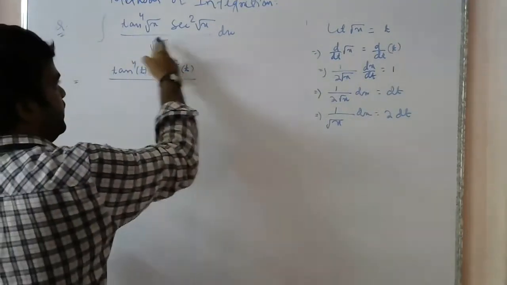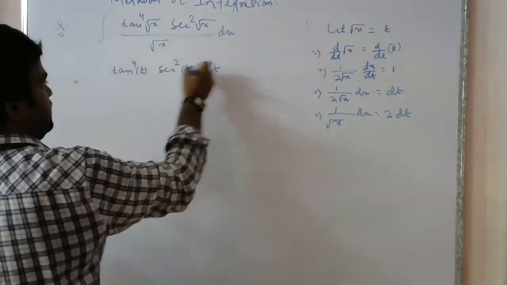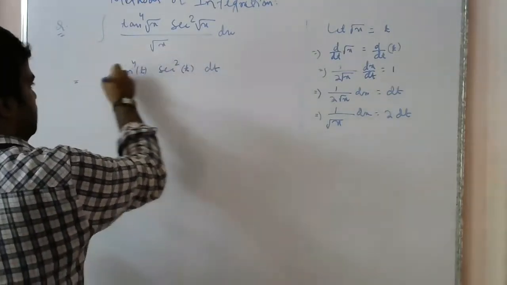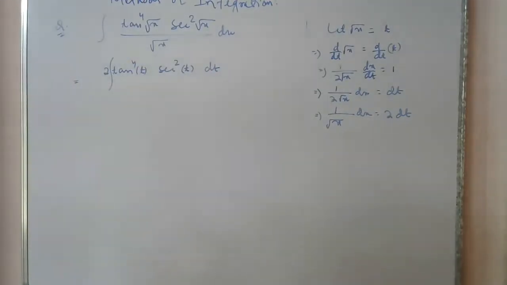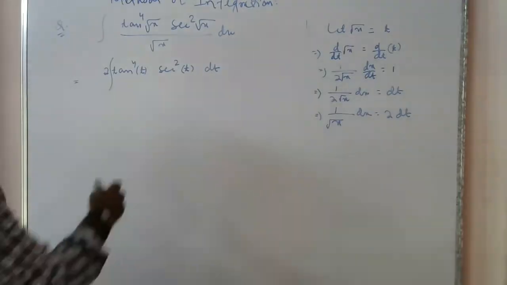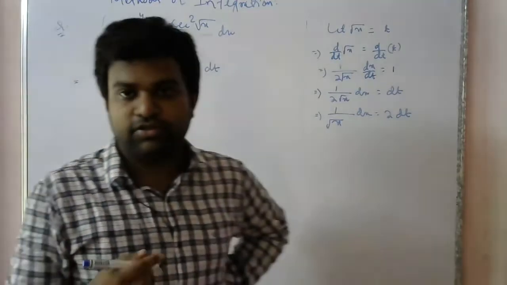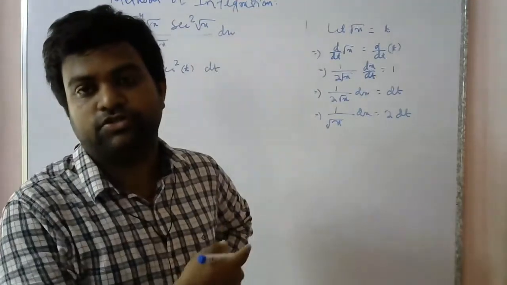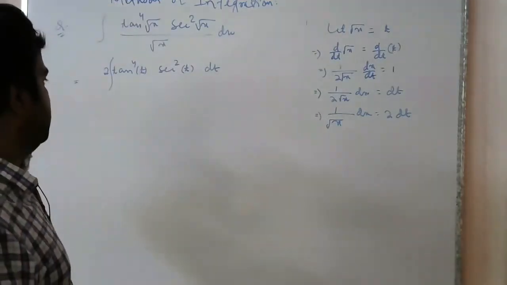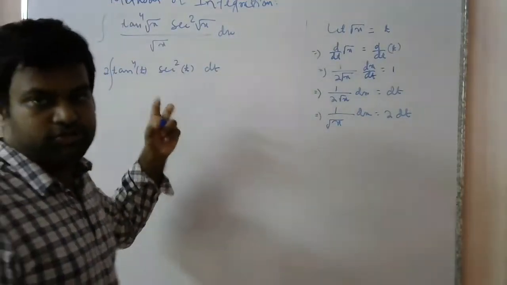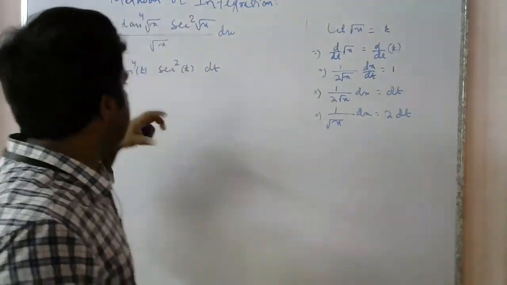So 1 upon root x dx will become 2 dt, of course. So 2 will come here. Okay, 2 is a constant, I can write it outside. Now the function in x is converted to a function in t. Still I'm not getting a simple function so that I can easily find its integration. So what shall I do?